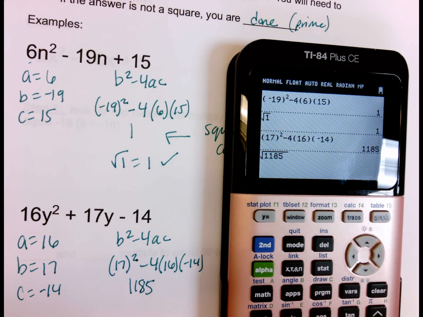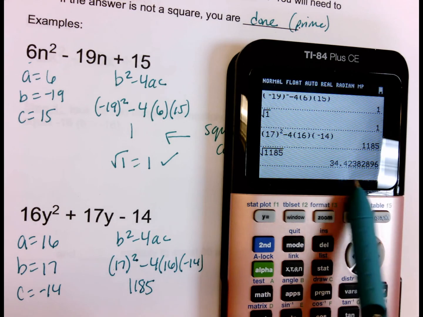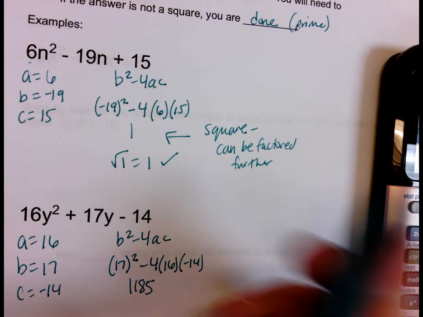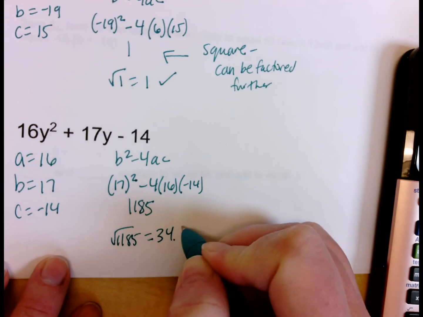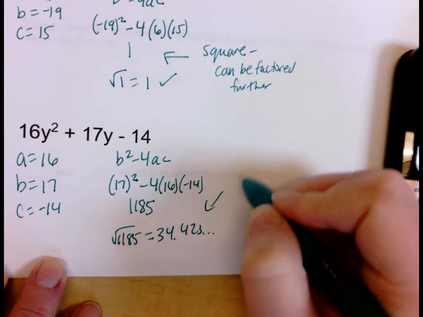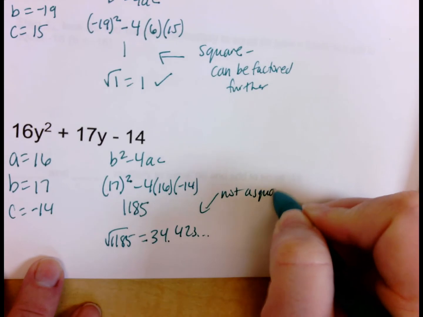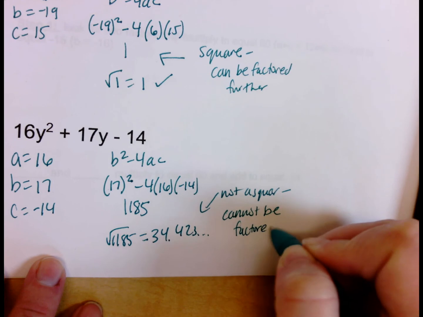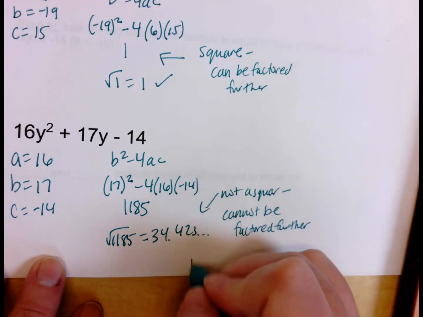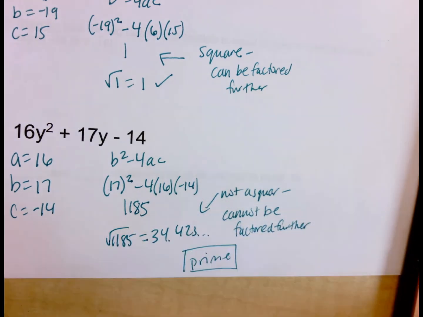Now we're going to do the square root of 1185. If you're struggling to remember where those buttons are on your calculator, just let me know. Or if you're working from home and using a different calculator that doesn't have it, you can use Desmos.com, an online calculator that'll do this for you. So the square root of 1185. Notice we do not get a whole number here. We got something like 34.423. This is not a square, which means it cannot be factored further, and in that case, it means that it is prime.